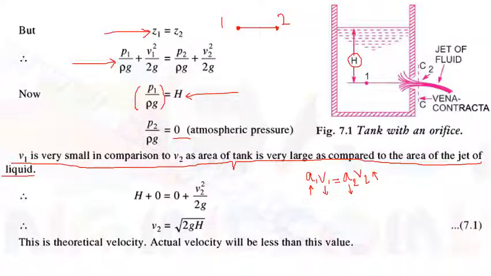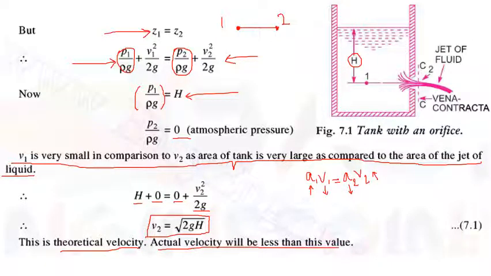So this equation we can write as P1 by rho g is substituted as H, V1 square by 2g. V1 is very small, so we take it as 0. So the term becomes 0. Again, P2 by rho g is taken as 0 and V2 square by 2g is taken as such. So V2 is equal to square root of 2gh. This is the theoretical velocity. Actual velocity will be lesser than this value.